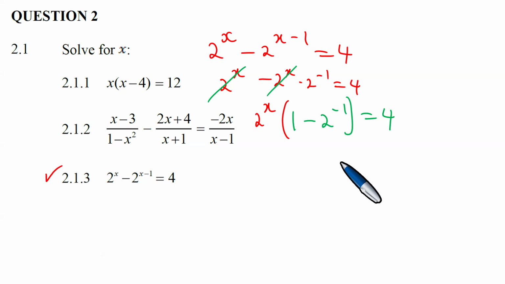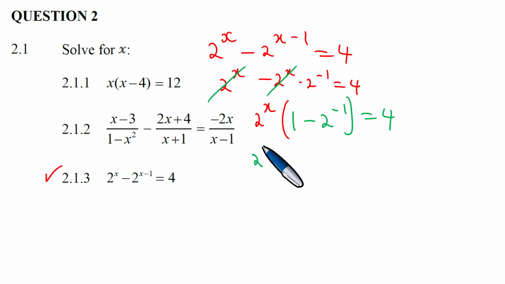Can we add the things within the brackets? So within the brackets, there's 1 minus what? 1 minus 2 to the power of -1. So what can we do within the brackets? One minus 2 to the power of -1. Yes, what is it? It is 1/2. Simplify, 1/2, right? Good.